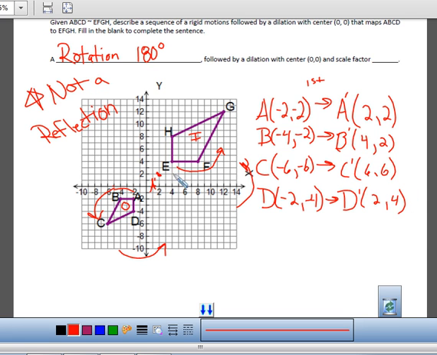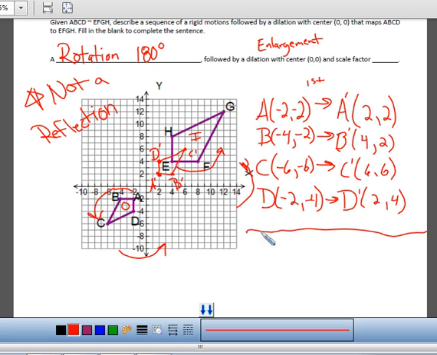So plot all those points. 6, 6. And then 4, 2. Label them B prime, C prime, D prime, and connect them. And it looks good. Alright, so now we've got to figure out, we're going from this figure to this figure. Obviously it's an enlargement, so make sure we are looking for a number greater than 1. We'll figure that out in just a minute. Some of you probably have already figured it out.